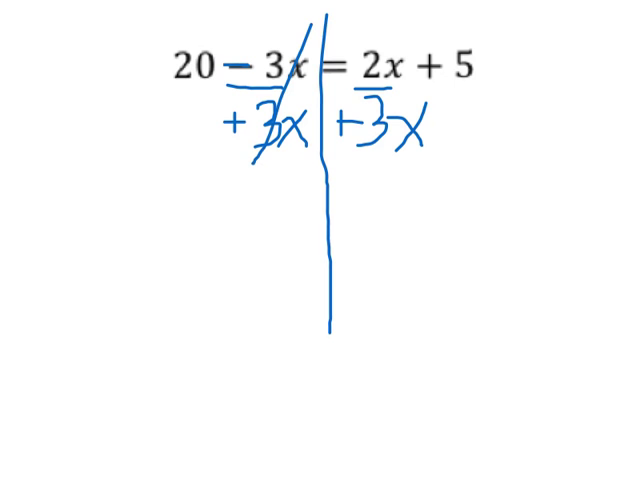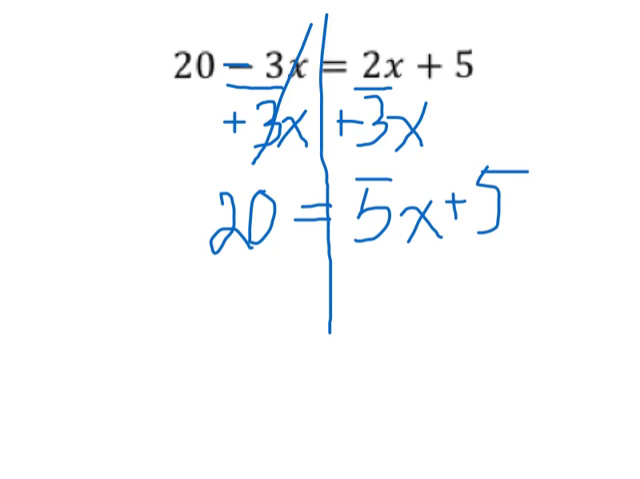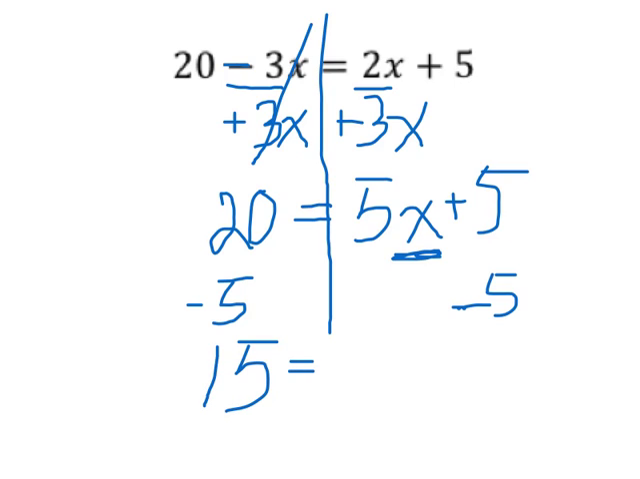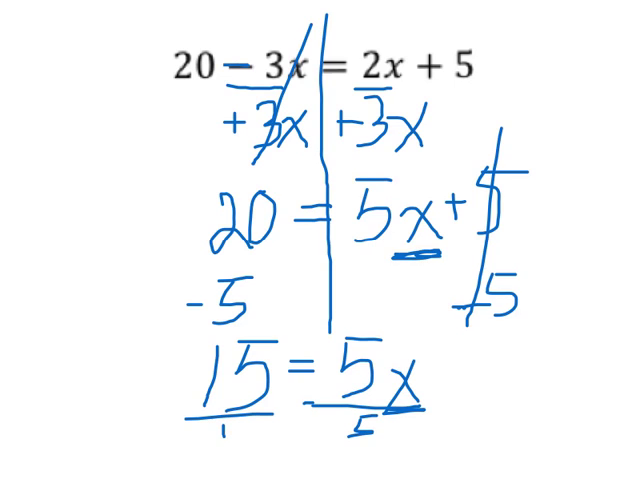Minus 3x plus 3x becomes 0. So I'm just left with 20 equals 5x plus 5. I'm still trying to get my x by itself, so I can subtract 5 on both sides. I'm left with 15 equals 5x, and this has become 0. Last step, I'm trying to get x by itself, so I can divide by 5. I'll end up with 3 equals x, which is the same as x equals 3.